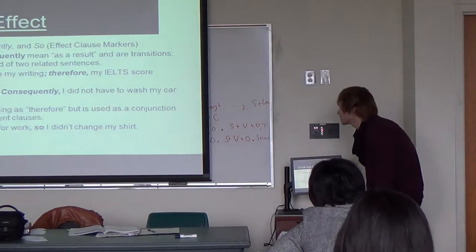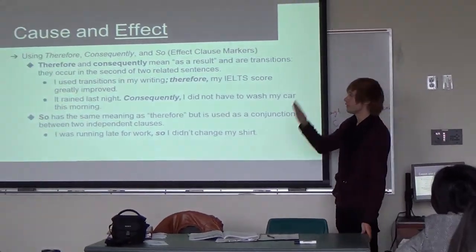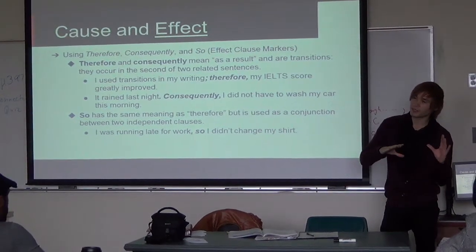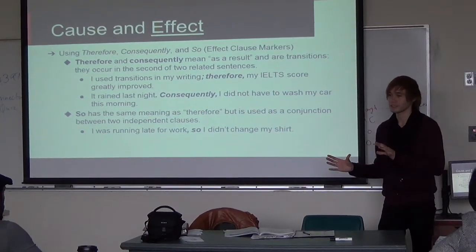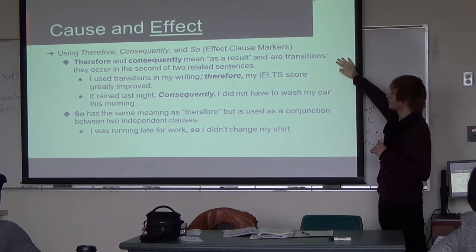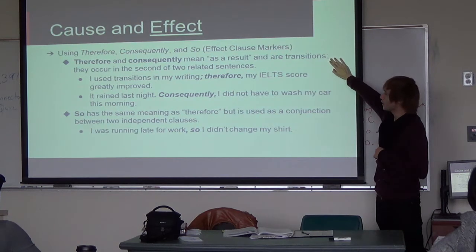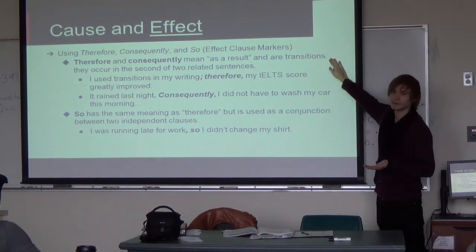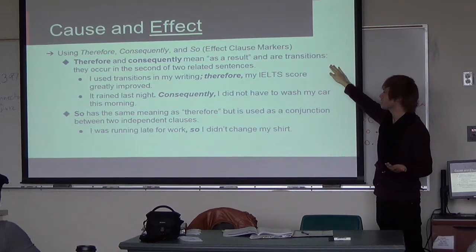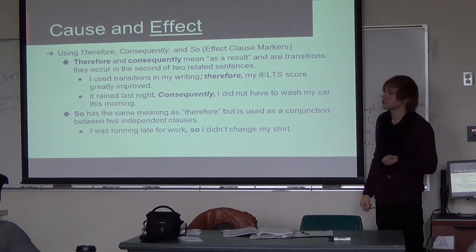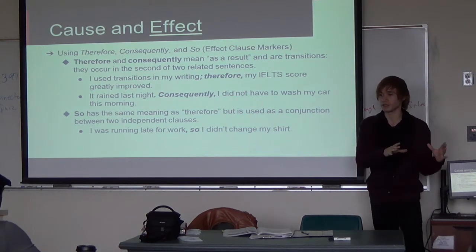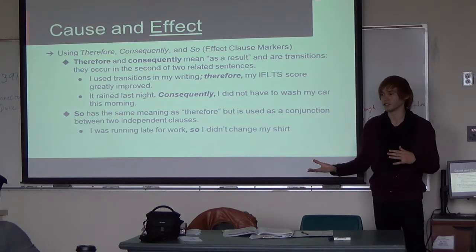Alright, next one. Now we're going to shift to effect. So we talked about clauses with cause, but now we're going to talk about the markers for effect. So these are a little bit different. They come in a different order. You guys are going to get the hang of it after this, hopefully. So, therefore and consequently, they both mean as a result. So that's an easier way to remember them. And they occur in the second of the two related sentences. So we have it in the second clause. It never comes in the first one. It's kind of a transition.